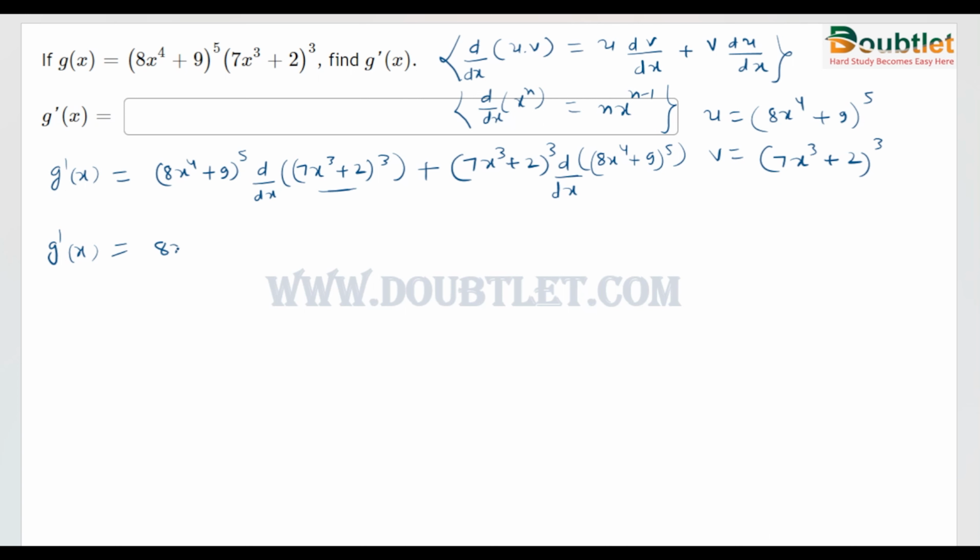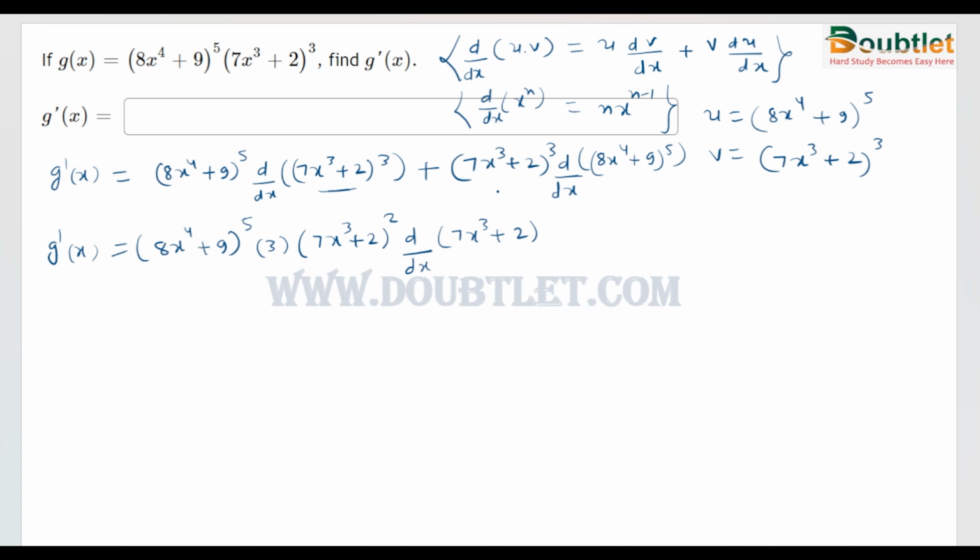So to differentiate this, we have (8x^4 + 9)^5 and here the power is 3, so it will come in the front. So it will become 3 times (7x^3 + 2), the function will remain as it is, and the power will be reduced by 1. So 3 minus 1 is 2. And now since this is also a function, we have to differentiate this with chain rule. So this will become dy/dx of (7x^3 + 2).